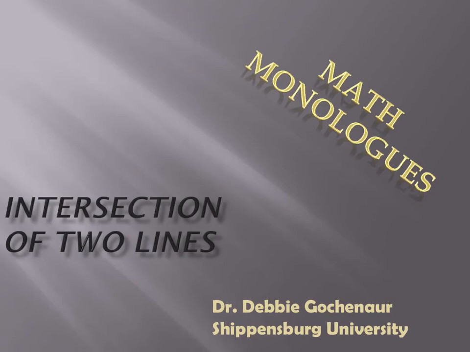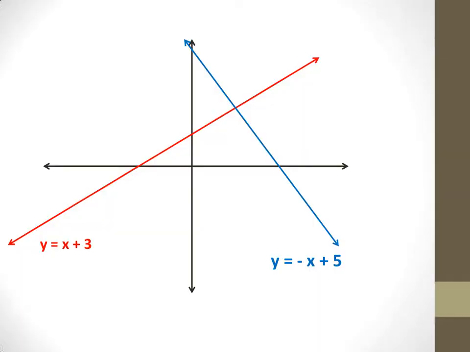Let's take a look at finding the intersection of two lines. Graphically, when you have two lines and you're solving to find the intersection, you're looking for this point, some point that lies on both lines or makes both of them true. So finding this guy is your solution.